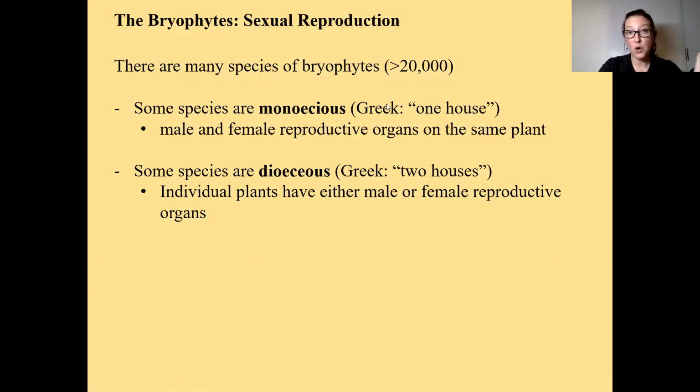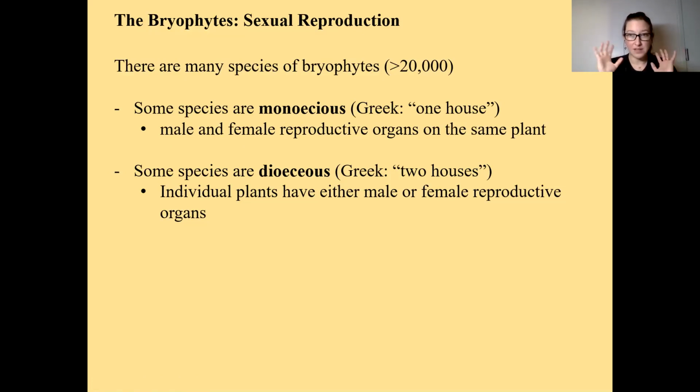Monoecious: mono means one and di means two. Ecious means house, so monoecious means one house. What this means is that the male and female reproductive organs are on the exact same plant. Whereas the term dioecious, or two houses, means that the male reproductive organs are on one plant and the female reproductive organs are on another plant.